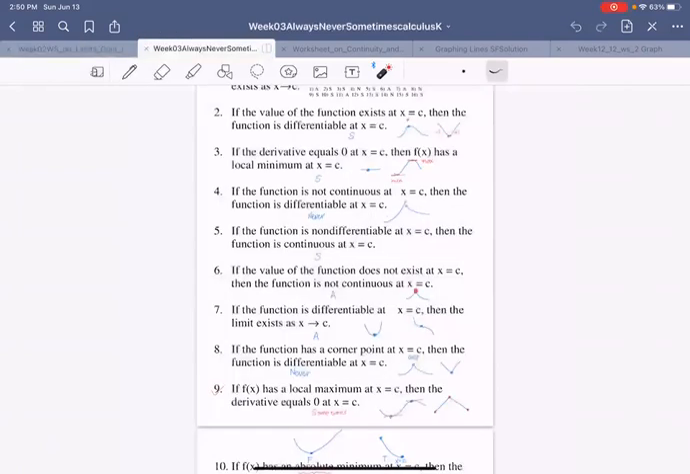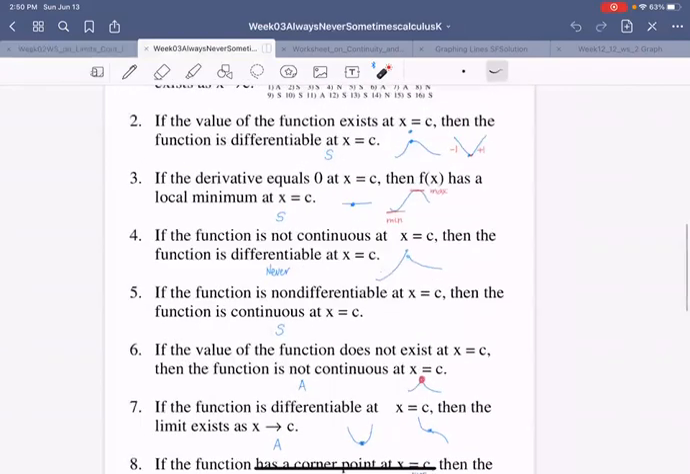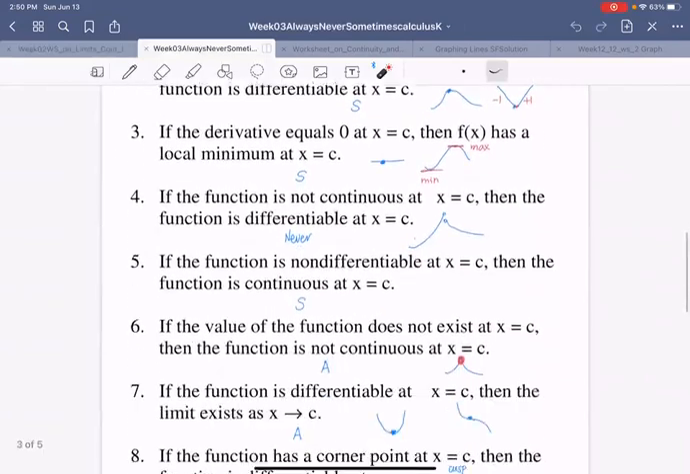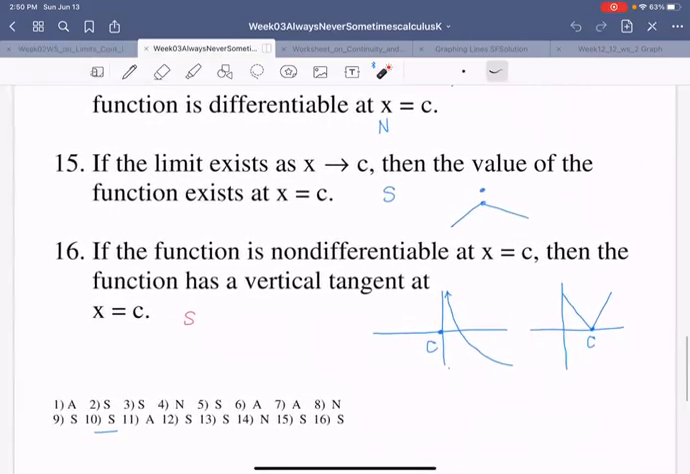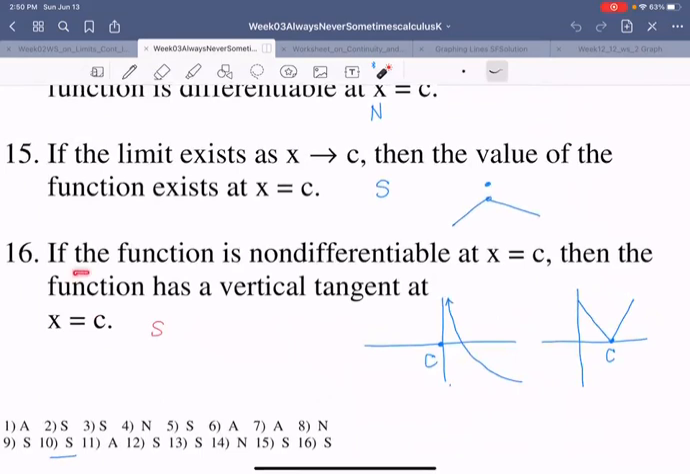All right. Let's play some games about always, never, sometimes. Let's do here. If the function is non-differentiable at x equals c, then the function has a vertical tangent at x equals c.